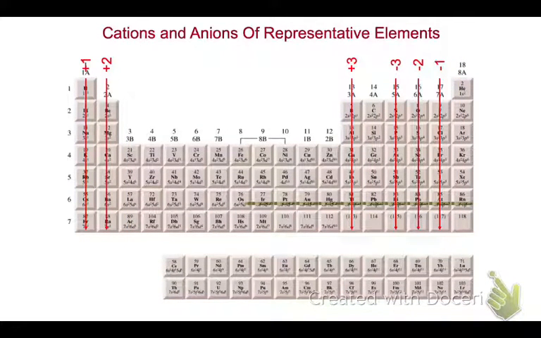For the cations and the anions of representative elements, because of their similarity in the valence electrons, all elements in group 1A will tend to lose 1 electron and therefore will have a +1 charge. Group 2A will have a +2 charge. Group 3A will lose 3 electrons to become like the previous noble gas and has a +3 charge. Group 5A will gain 3 to become like the next noble gas and have a -3 charge. 6A -2, 7A -1.